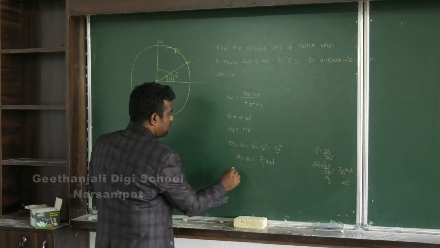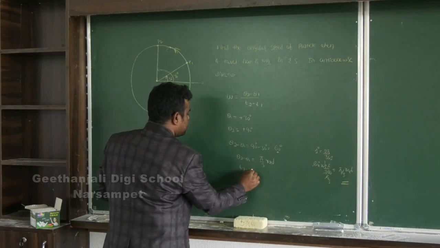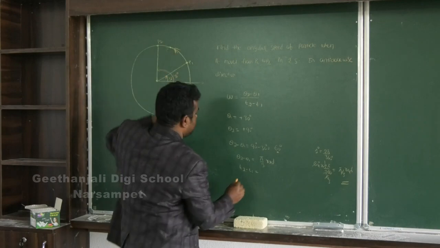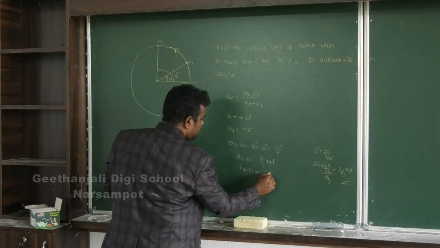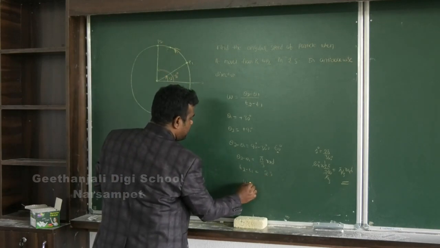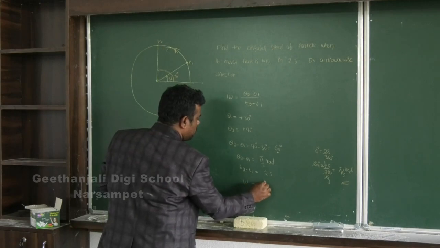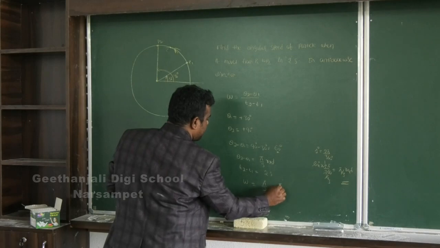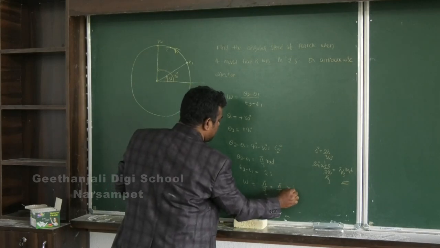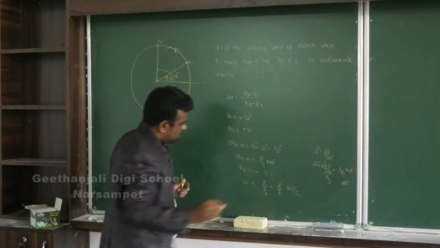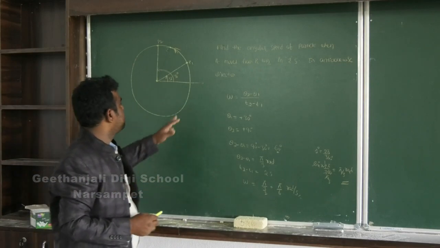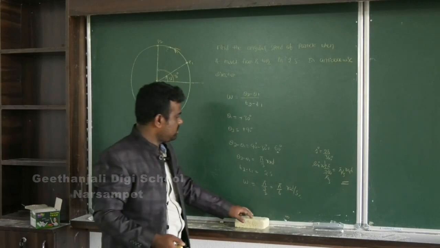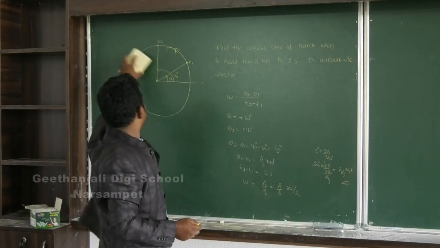Next, the time taken, T2 minus T1. What is the time taken by the particle to go from P1 to P2? It is taking only 2 seconds. Now the average angular speed omega is equal to pi by 3 by 2. So you can write pi by 6 radian per second. This is the angular speed of the particle when it moves from P1 to P2. Yes, is it clear? Right.